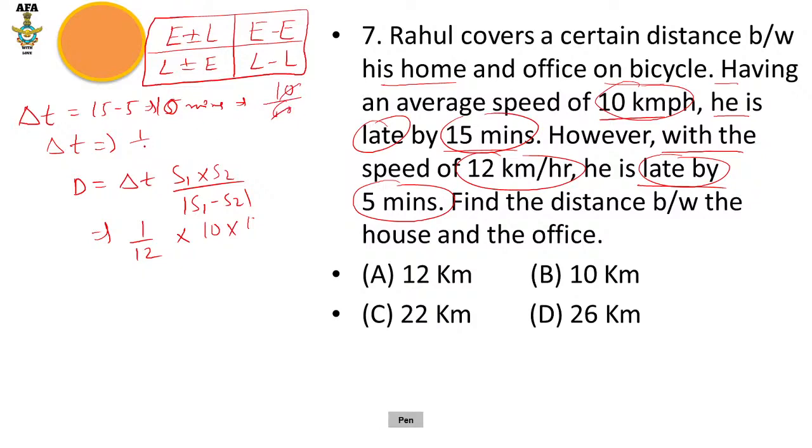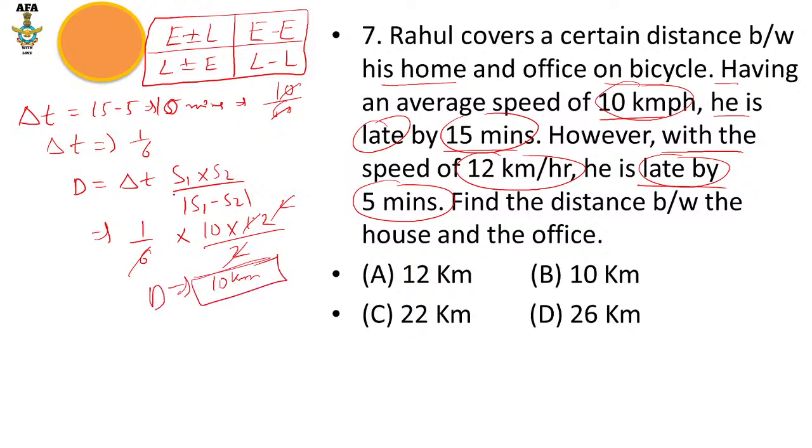So D equals delta t, and delta t will be 1 by 6, times s1 into s2 by mod s1 minus s2. S1 is 10, s2 is 12, and mod s1 minus s2 will be equal to 2. So 6 2s are 12, and 2 2s. Your answer will be 10 kilometers.